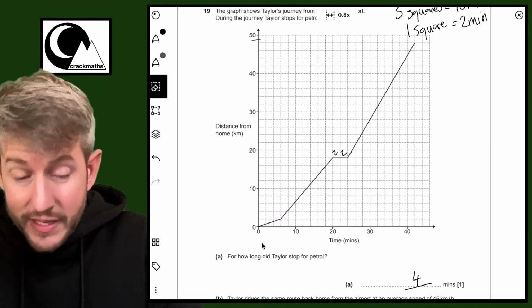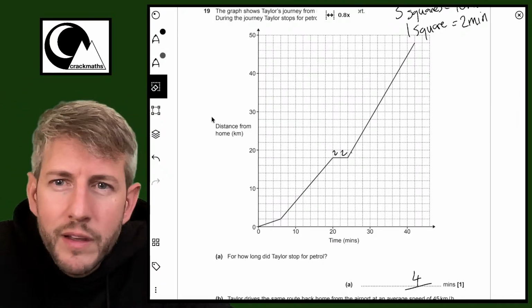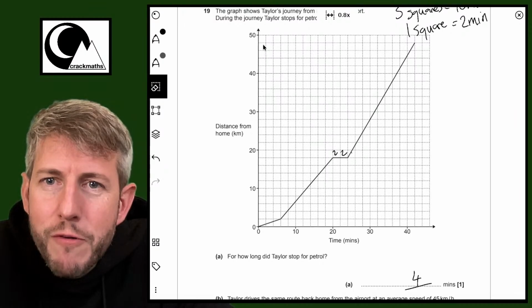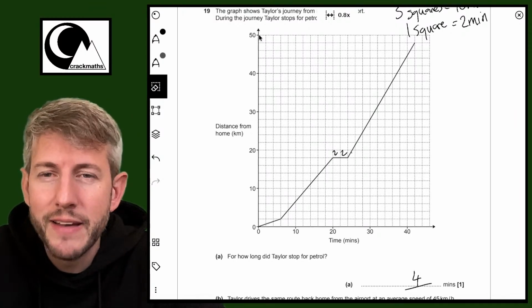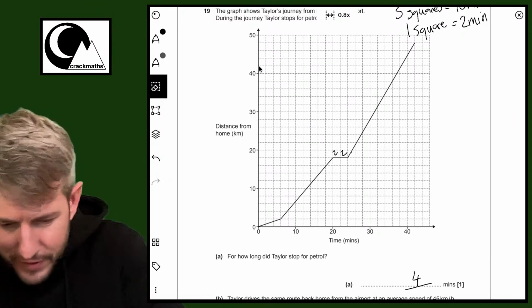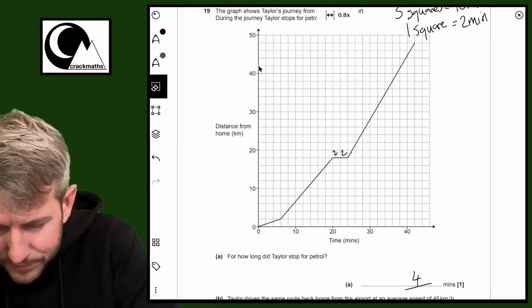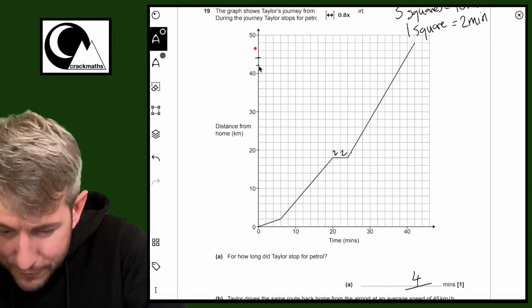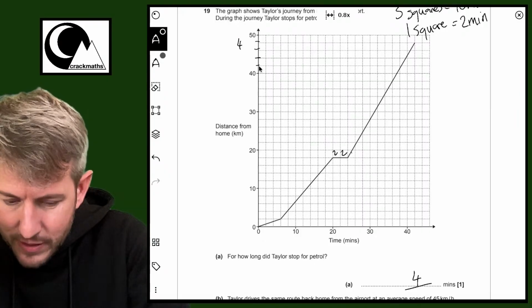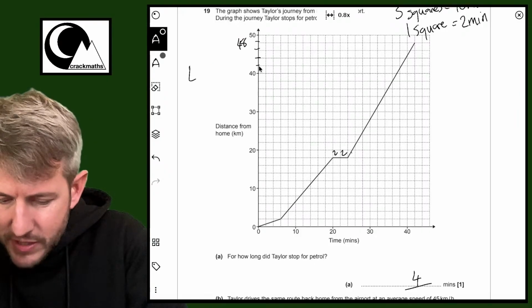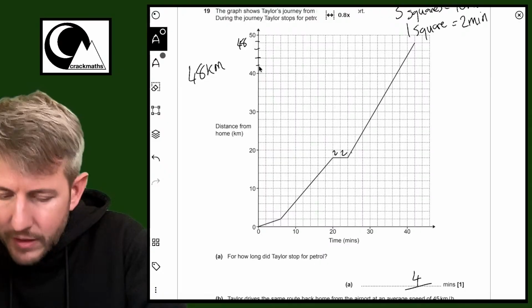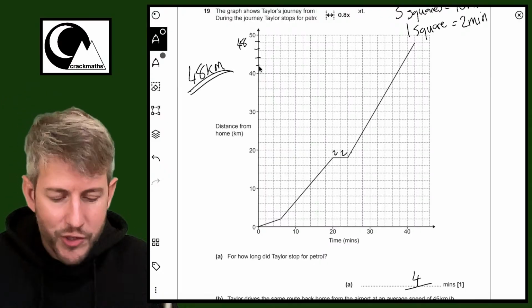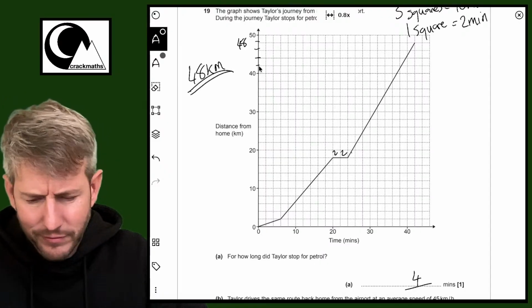Again, we've got the same scale on the sides here. So we've got 1, 2, 3, 4, 5. We've got 5 squares here. So each of these squares is worth 2. So that's 42, 44, 46, 48. 48 kilometers. Okay, so she's got to travel 48 kilometers.